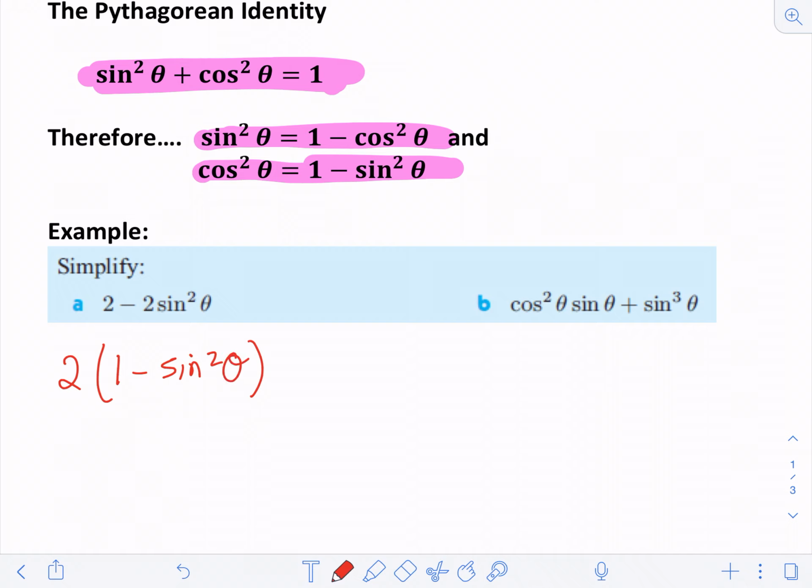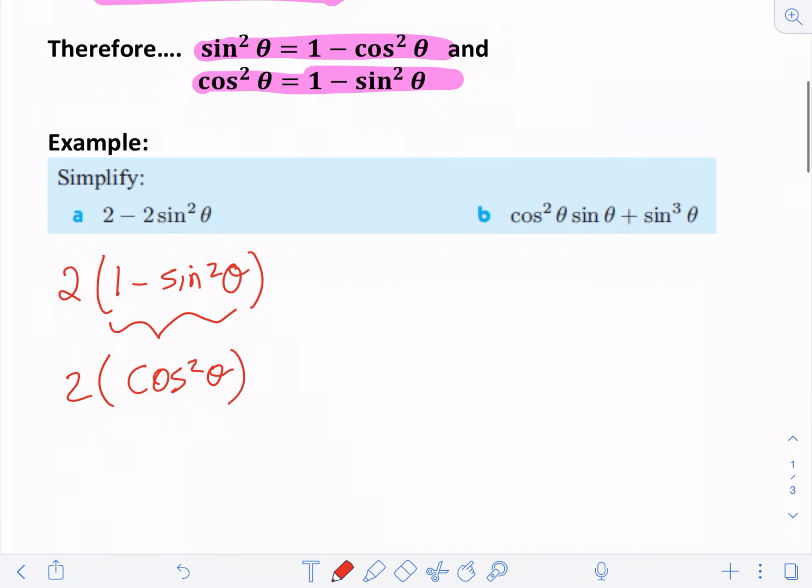Looking at this, I've got this 1 minus sine squared theta. What does 1 minus sine squared theta simplify to? Well, it simplifies to cosine squared theta, based on that Pythagorean identity that we just saw up top. 1 minus sine squared is equal to cosine squared. And that's it. So this simplifies down to one term as 2 cosine squared theta.